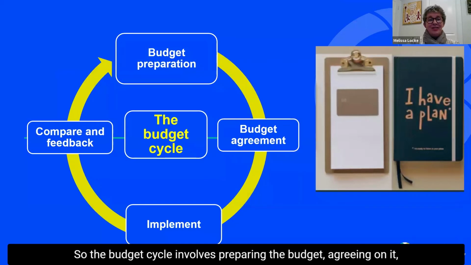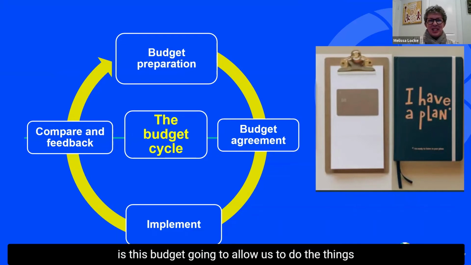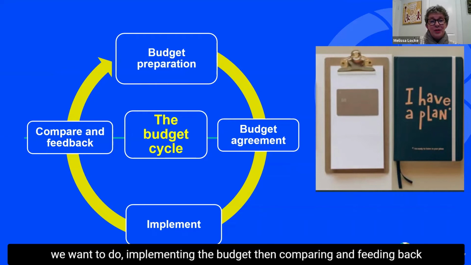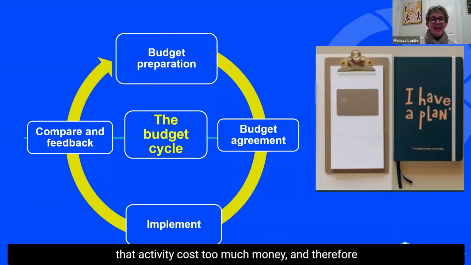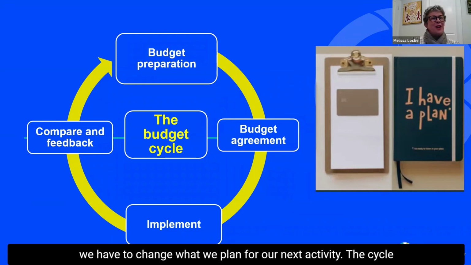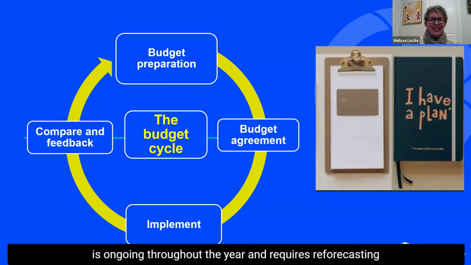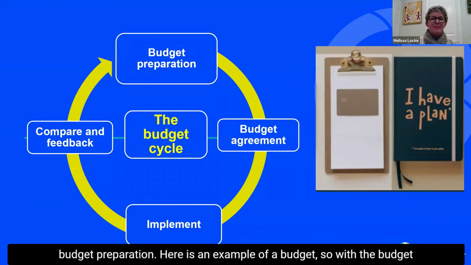So the budget cycle involves preparing the budget, agreeing on it. Is this budget going to allow us to do the things we want to do? Implementing the budget, then comparing and feeding back and seeing, well, that activity worked and brought us income, that activity cost too much money, and therefore we have to change what we plan for our next activity. The cycle is ongoing throughout the year and requires reforecasting when things don't go as you initially planned in your initial step of budget preparation.